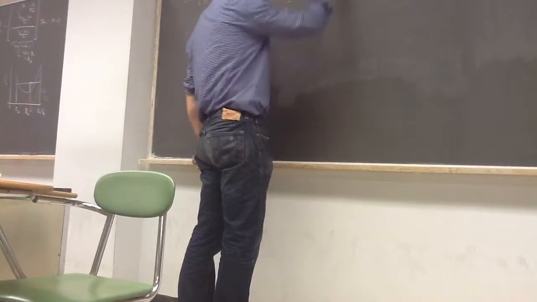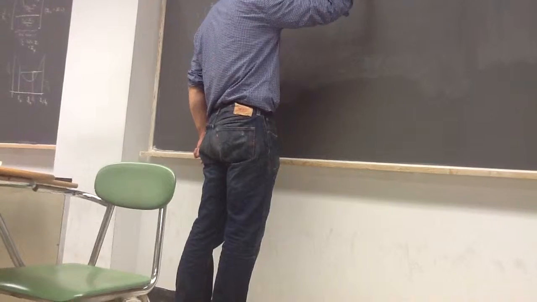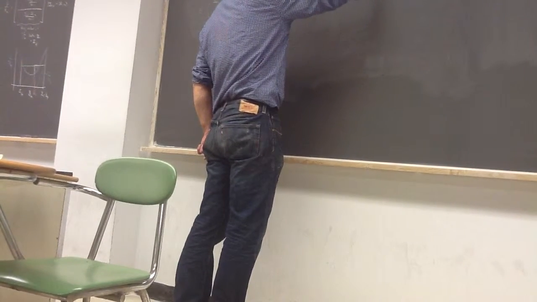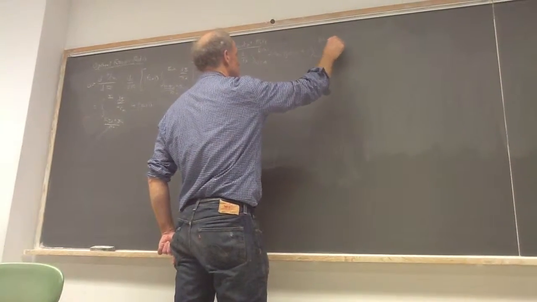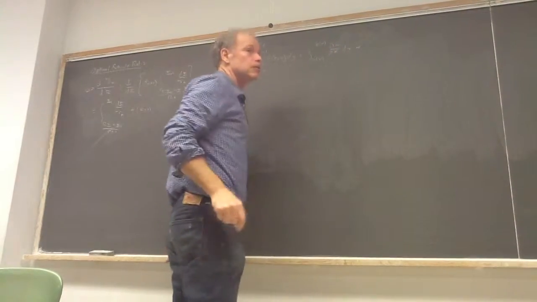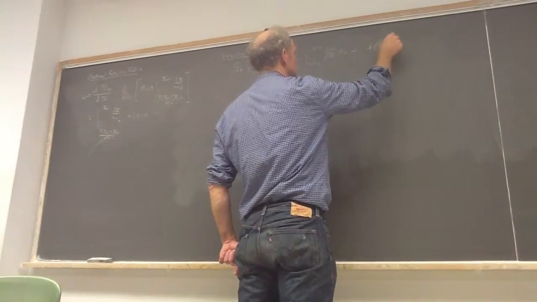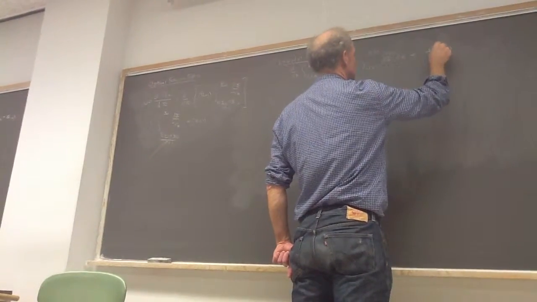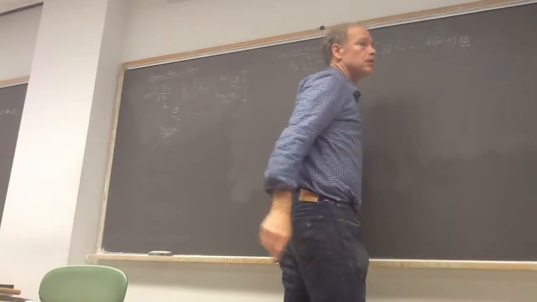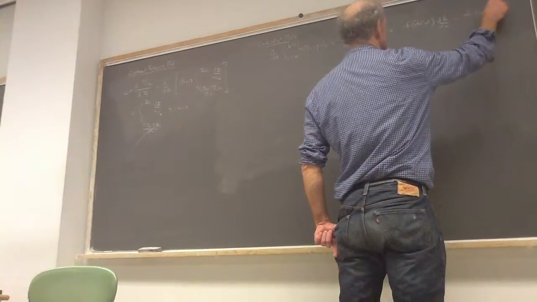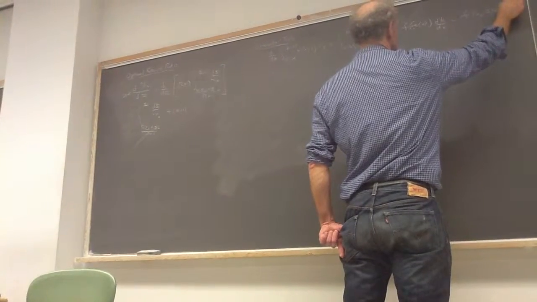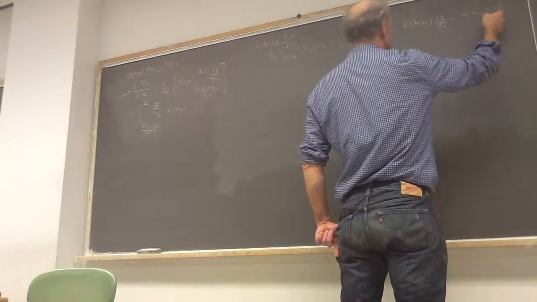Okay. In general, d/dx of the integral from a(x) to b(x) of f(x,y) dy goes from a(x) to b(x) of the partial of f with respect to x, dy, plus f(b(x), x) times db/dx, and there's another term: minus f(a(x), x) times da/dx.